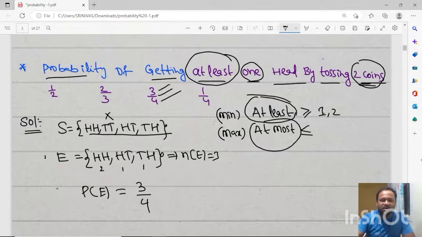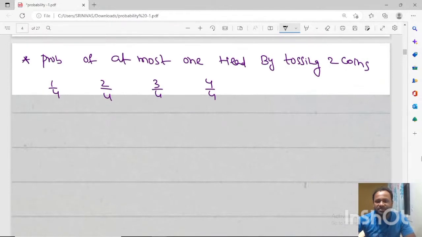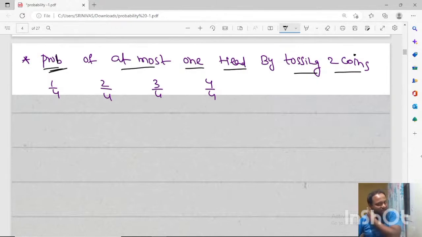This is about the cardinality of a number. N means cardinality. Similar problem, we will do one more problem. I have written only prob, meaning probability. Just remember: probability of at most one head, by tossing two coins. At most one head, maximum one.